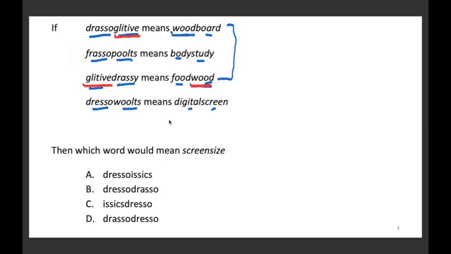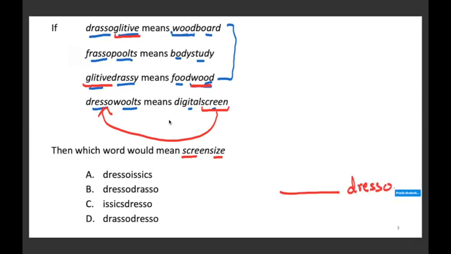So we are given the words screen and size. What will be the coding language of screen? The coding language of screen will be Driso. Why Driso? Because screen is at the back, Driso is in the front. That's why. And for screen size, screen is in front, so something at the back and then Driso should come. So actually options A and B, both your options, are wrong, in which Driso is in the front.